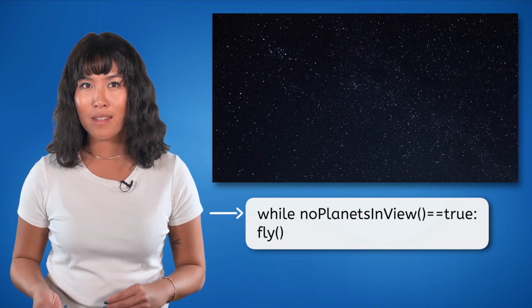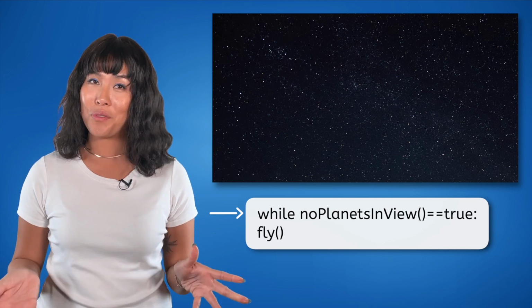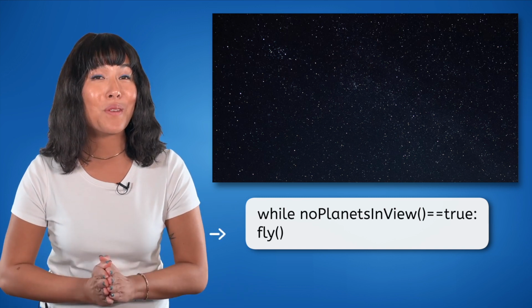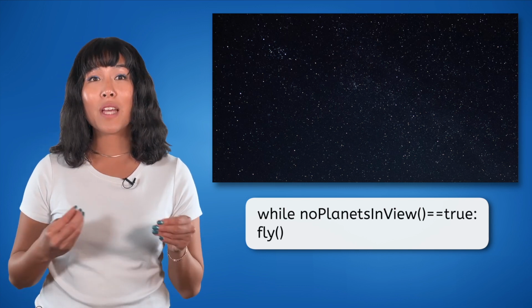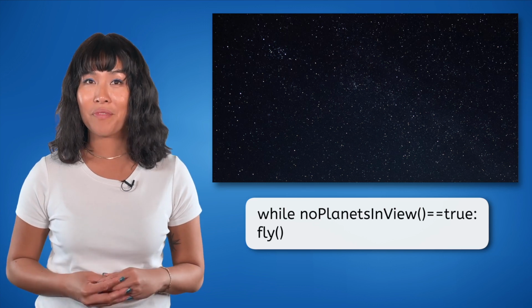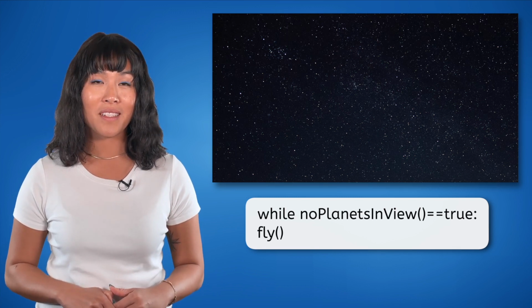Let's get back to the example of flying a spaceship, looking for a planet to land on. I want to keep flying as long as there are no planets in view. I can use a while statement that will check if the result of the function no planets in view is true. As you can see right now, there are no planets in view, so I want to continue to fly my spaceship. Using this code, the while loop will continue to happen as long as no planets in view equals true. I will just keep on flying my spaceship until that condition becomes false.